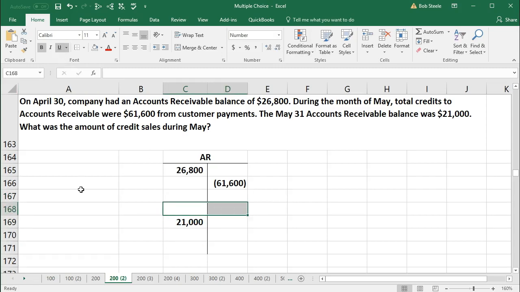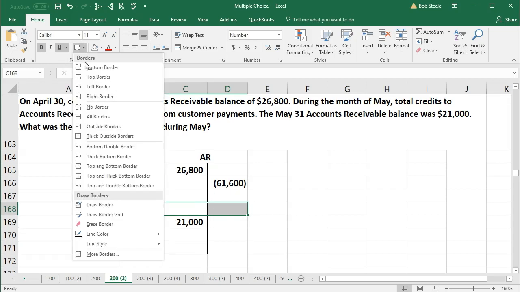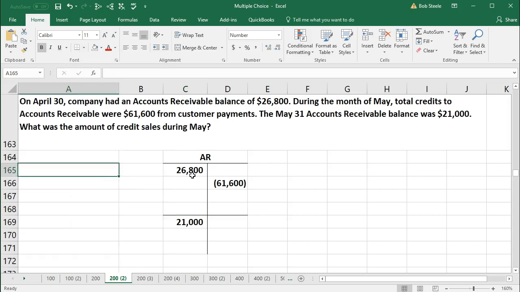So I'm going to put a line above that. That's what we need to figure out. So we need to figure that. I'm going to do it this way, a line above that. So in essence, we have this minus the credit, because credits make receivables go down, and then something's going to happen to make this balance $21,000. So we're going to need a debit of some form here. We can write that equation algebraically.